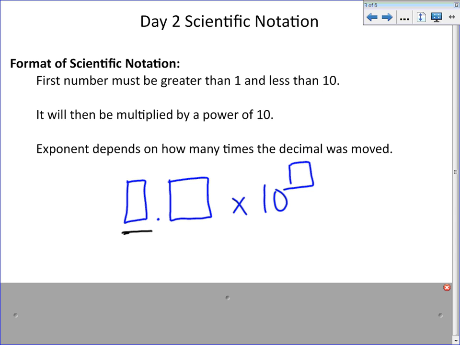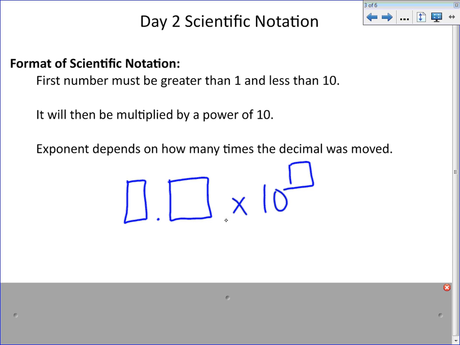So if you look at this first number, it's got to be bigger than 1 and less than 10. You won't ever see something like 12 inside here because that would make this entire number greater than 10. It'll always be, like I said, greater than 1 and less than 10.